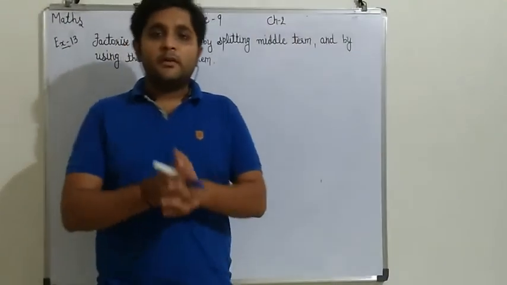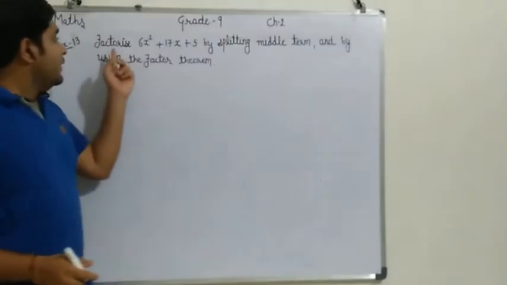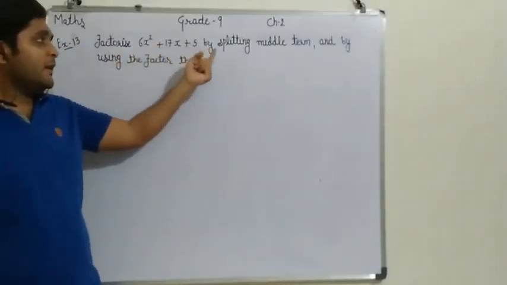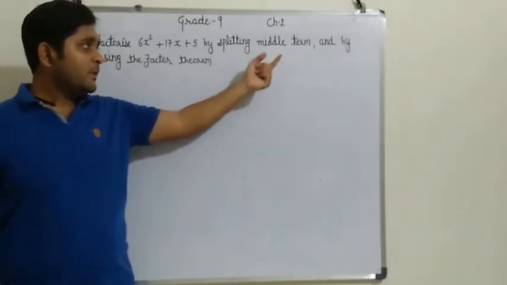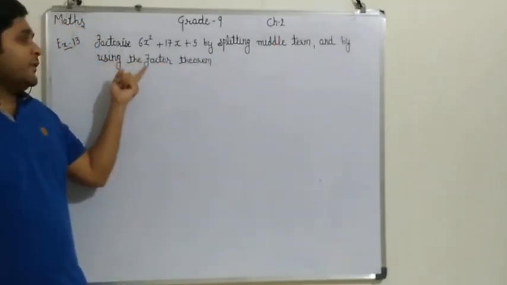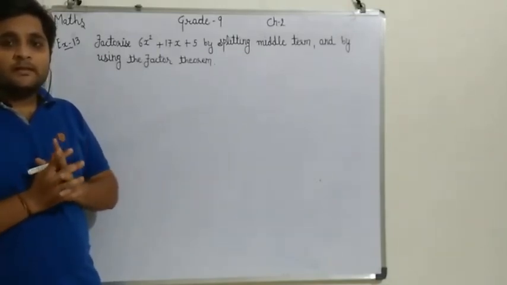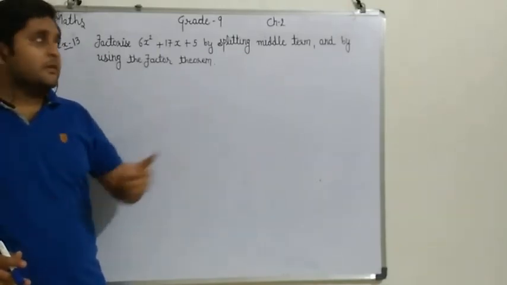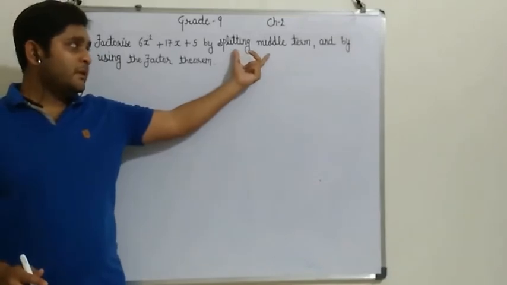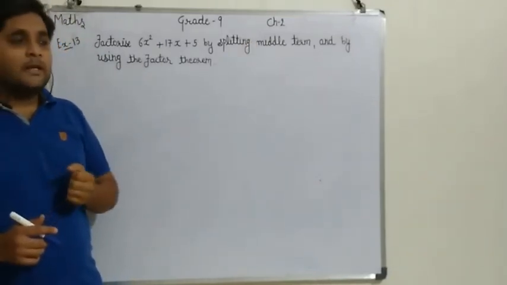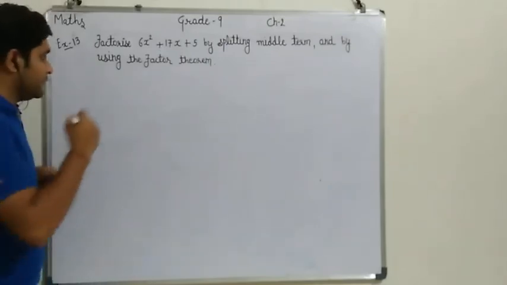Example number 13. Factorize 6x square plus 17x plus 5 by splitting the middle term and by using the factor theorem. This polynomial we have to factorize by two methods. The first method is by splitting the middle term and the other method is by using the factor theorem. So let me do the first method.